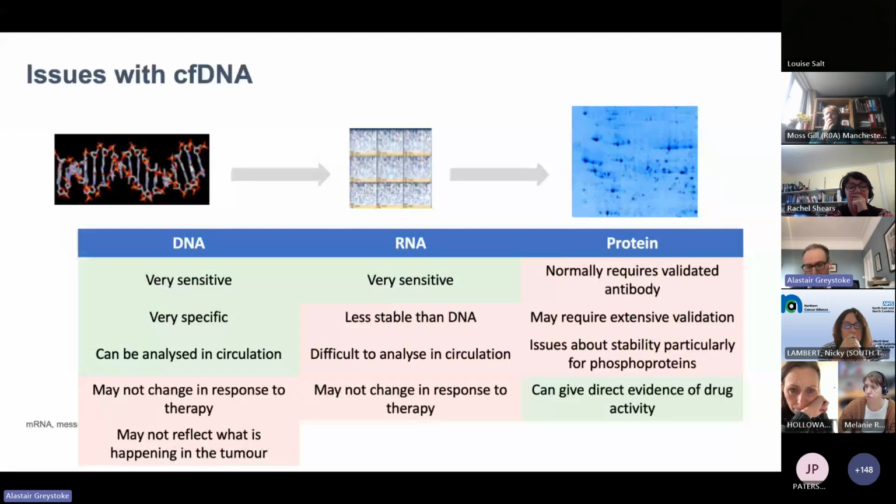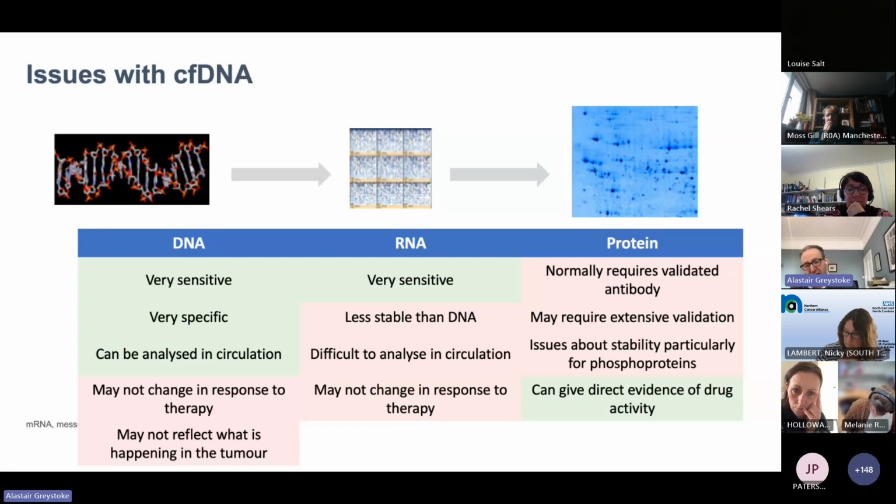That all sounds wonderful. Everyone gets very excited about cfDNA, but we do need to take it with a pinch of salt. This is a very sensitive test. It can be very specific, particularly if you've got decent amounts in the circulation. But it doesn't always change in response to therapy, and it doesn't always tell you exactly what's happening in the tumor, because DNA gets changed to RNA, gets changed to protein. So the DNA changes in a patient may not tell you exactly what's going on at the protein level.